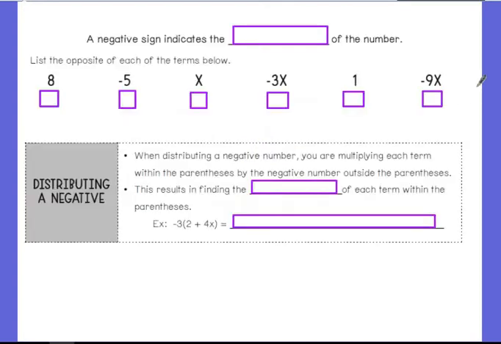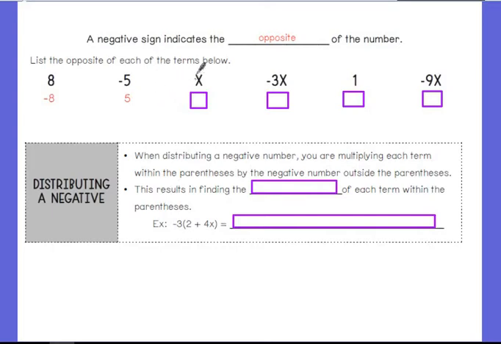And it should look like this top part right here. A negative sign indicates the opposite of the number. So we're going to do some simple things right here. List the opposite of each of the terms below. Okay, opposite of the number, changing the signs. So the opposite of a positive 8 would be a negative 8. Opposite of a negative 5 would be a positive 5.